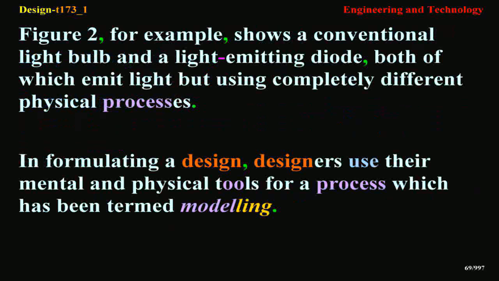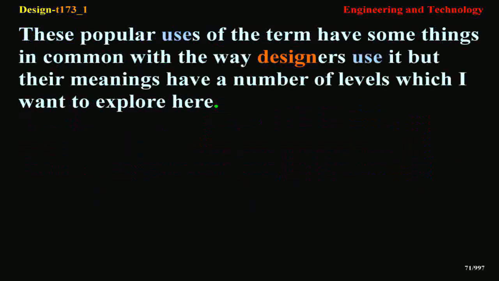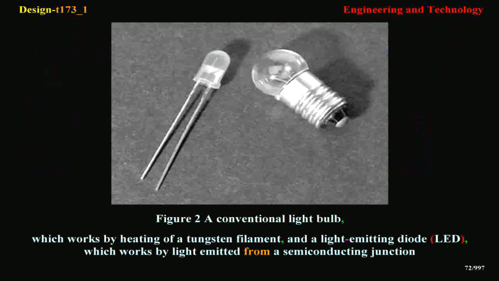In formulating a design, designers use their mental and physical tools for a process which has been termed modeling. Models and modeling encompass a wide range of applications. You may be most familiar with its use to describe a new car, as in the latest model, or as a title for those men and women who display the latest fashion creations, fashion models. These popular uses of the term have some things in common with the way designers use it, but their meanings have a number of levels which I want to explore here. Figure 2, a conventional light bulb, which works by heating of a tungsten filament, and a light-emitting diode, LED, which works by light emitted from a semiconducting junction.